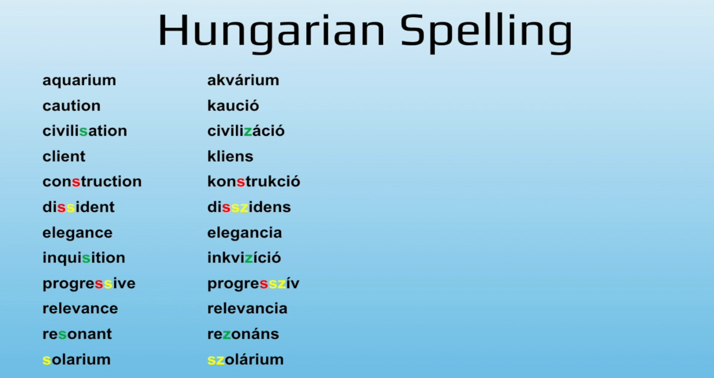And then there's the letter C. If it makes a K sound, then in Hungarian, as we can see, it becomes a K. But if it makes the S sound, as in civilization, then it stays as a C. Okay, so now let's go to the puzzle part.